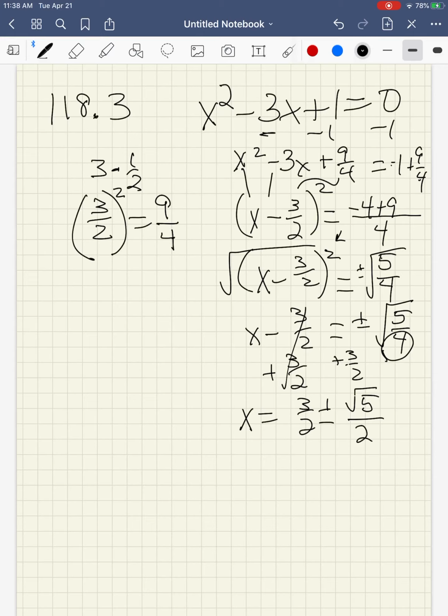All right, so that's completing the square. And in tomorrow's lesson, we're going to use completing the square to actually develop the quadratic formula, which is the other method that we'll have to solve quadratic equations. So you can't just forget about completing the square. It's not going away.